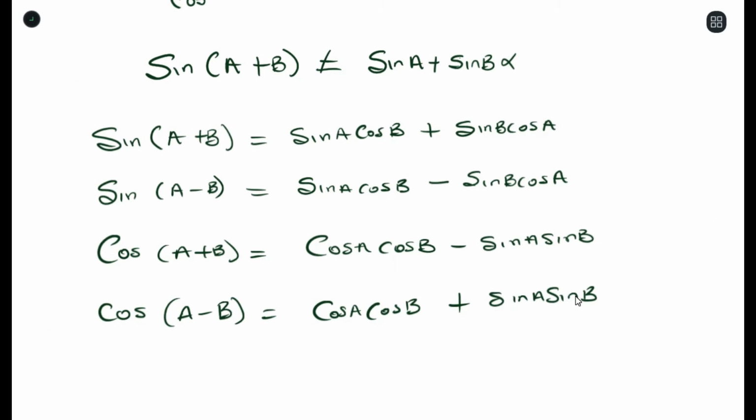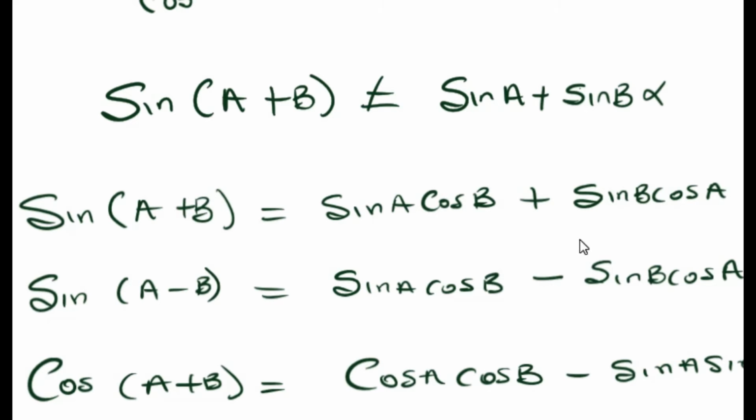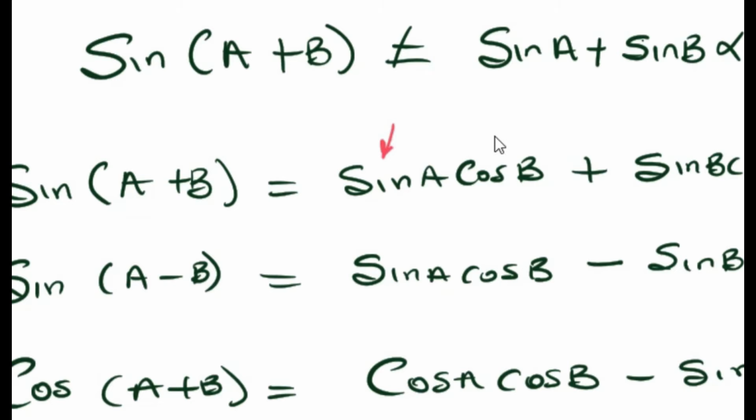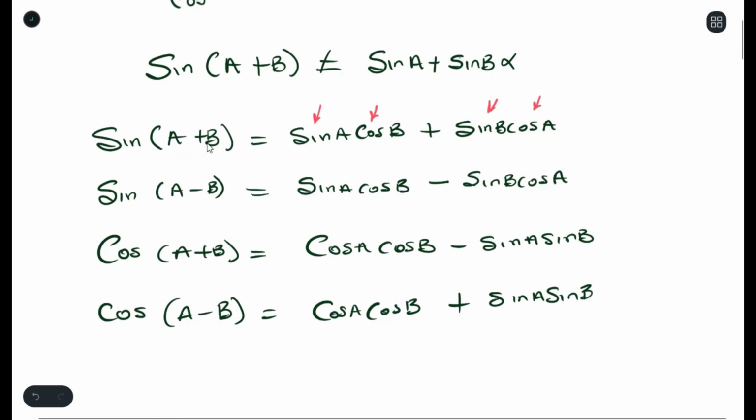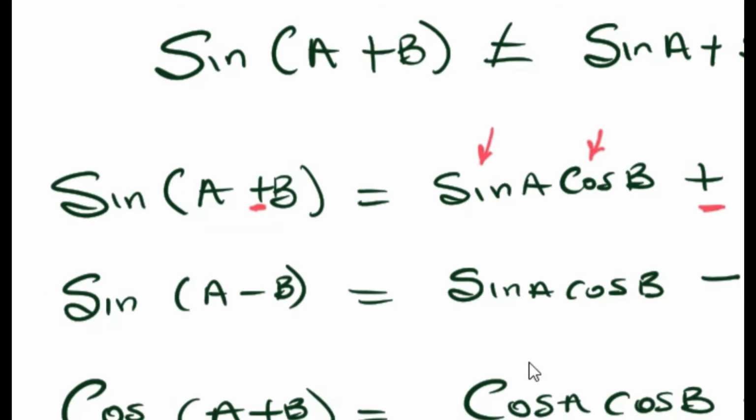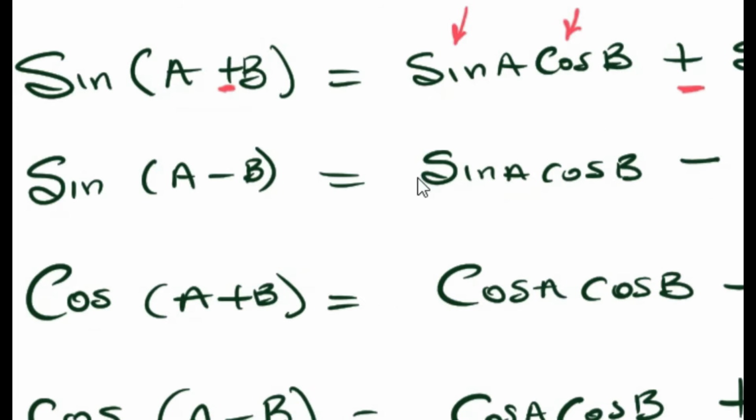These are the compound identities that you always need to remember. The compound identities involving sine normally have alternating sine and cos. As you can see here, we have sine A cos B, and over here we have sine B cos A. Another thing to remember is that whenever you have sine, if there is a positive here, you should have a positive in the identity. The same thing also applies here. If you have a negative here, you should also have a negative over there.